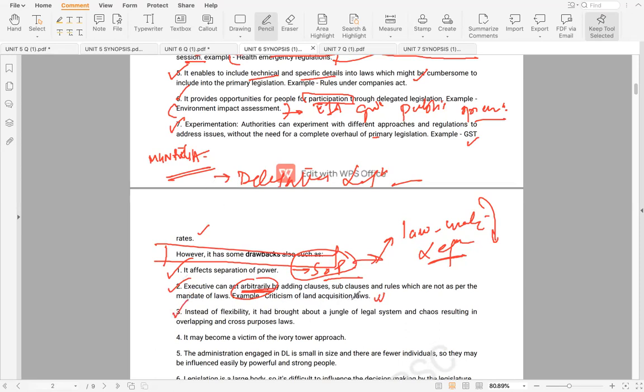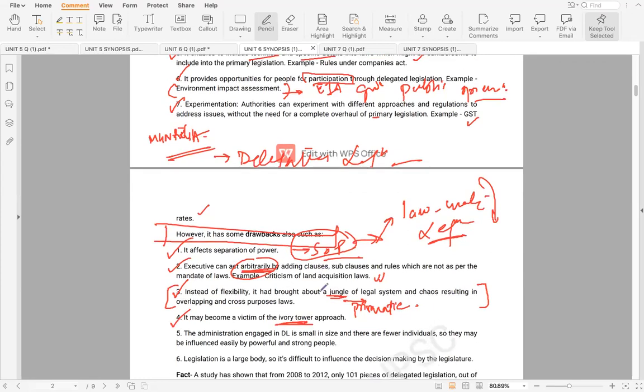Instead of flexibility, it has also brought about a jungle of legal system and chaos. Jungle. So as you can see in a prismatic society, right? There's a lot of chaos and no clarity in terms of legality, etc., because of a lot of overlapping and cross-purpose laws, because it was not made by the legislature. It may become a victim of the ivory tower approach of the bureaucracy.